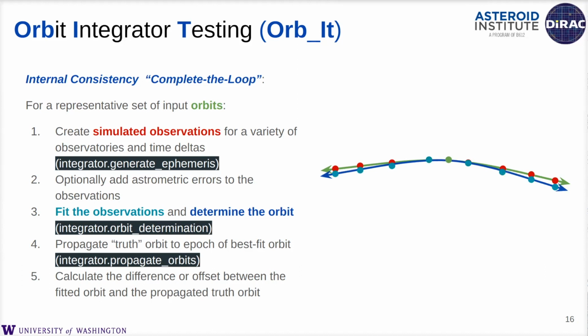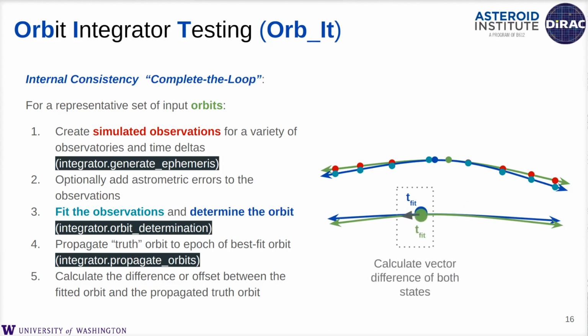So here we see that the blue points don't quite overlap with the red points, but that's just the nature of orbit fitting in the presence of errors. These observations then give you access to what you believe to be the best fit orbit. If we zoom in real quick, we can see that the truth orbit is defined at a different epoch than the best fit orbit. And so then we simply propagate the truth orbit to overlap in time with the best fit orbit. And at that point in time, we can actually calculate the vector difference and report that result back to you. And so this is what we call the complete the loop test.